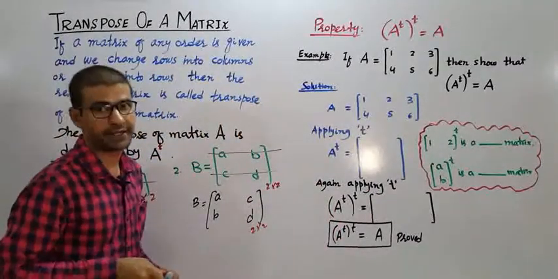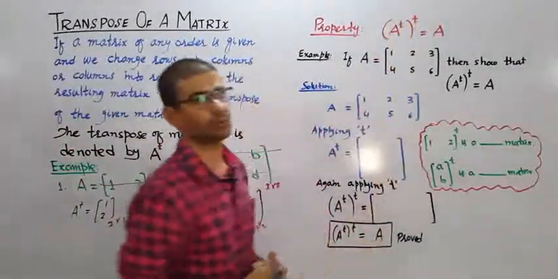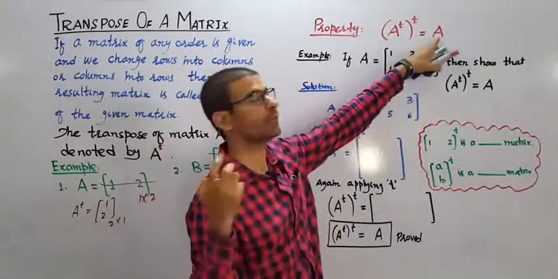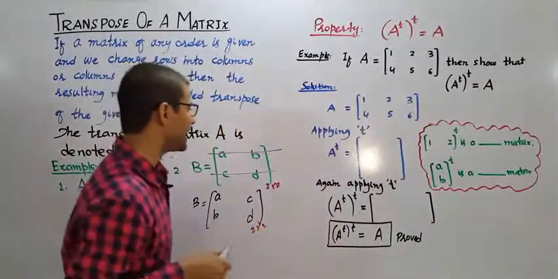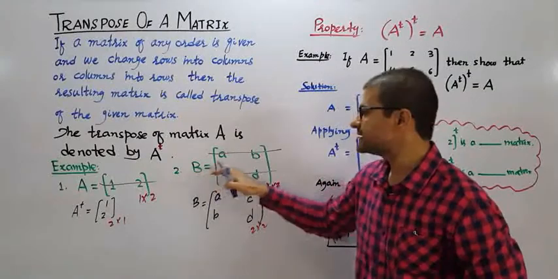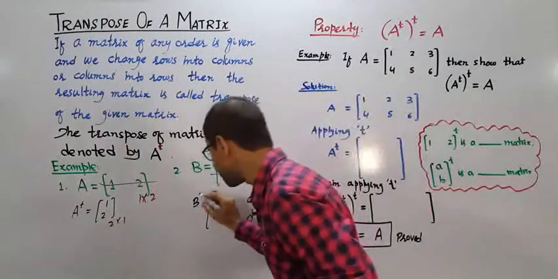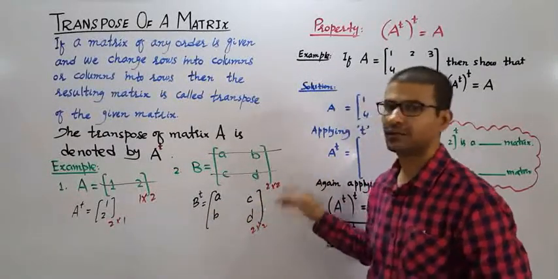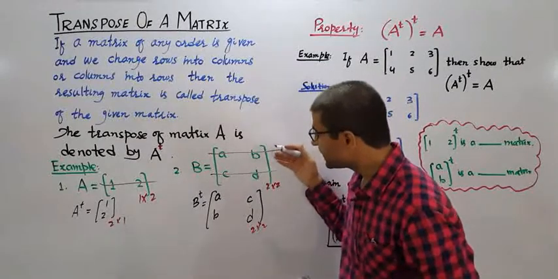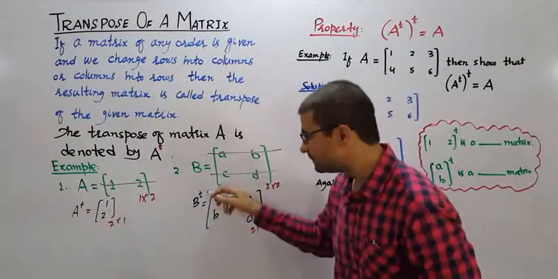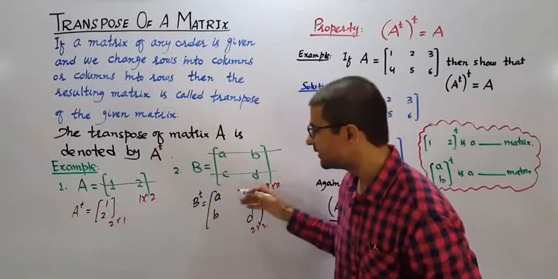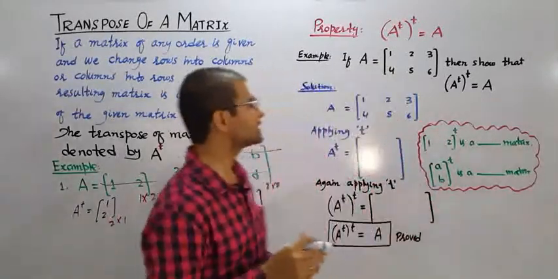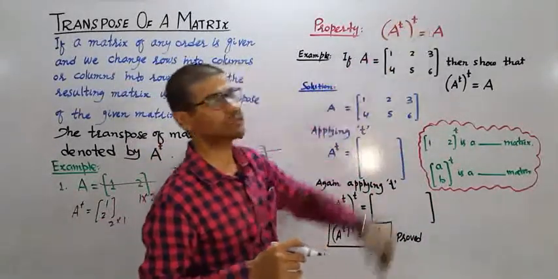Now students, we have the property: A transpose to the whole transpose. If we take the transpose of a matrix 2 times, then we get the original matrix, A. If we take the first transpose, matrix B is A, B, C, D, but its transpose, B transpose, is A, C, B, D. It will change. But if we take the transpose again of B transpose, then we will get the same matrix. We will get B. Notice here, A transpose to the whole transpose is equal to A.